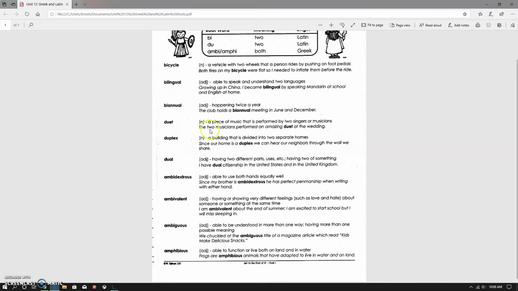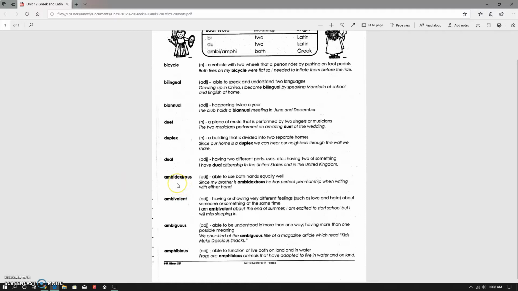A duet. A duet is a piece of music that is performed by two singers or musicians. So du meaning two, so two people. Duplex. That's a building. It's a noun as well. It's a building that's divided into two separate sections. You've probably seen these before. Maybe, maybe not. But it's almost like little apartments, but there's one on each side, so there are two of them. Dual just means that something has two different parts or uses. So we use that word to describe that.